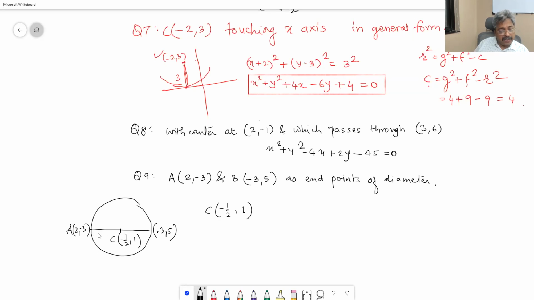Okay, so you should find out the distance AC, which is (2 minus minus half) bracket square plus (-3 minus 1) bracket square, which is actually your R square. Is that right? Therefore, how much is this? This is 5 by 2, so 25 by 4 plus 16, so 89 by 4 is equal to R square.